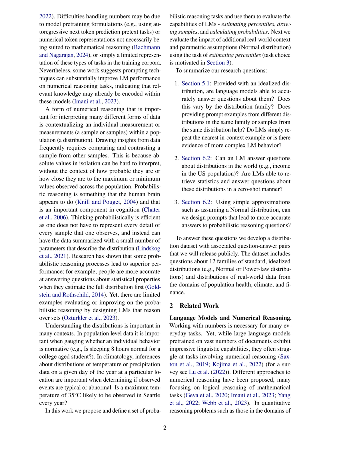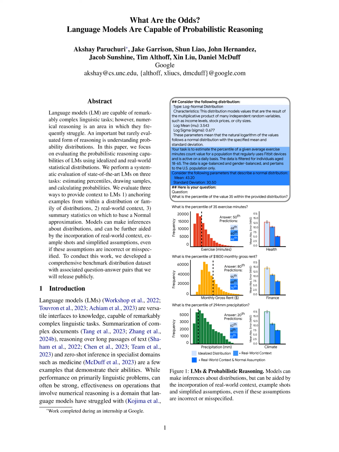The results were analyzed to determine the impact of context, prompt design strategies, and the effectiveness of simpler assumptions on the LM's probabilistic reasoning capabilities. The experimental setup and results were detailed in the paper, to provide insights into the performance variations and improvements observed across different scenarios and distributions.